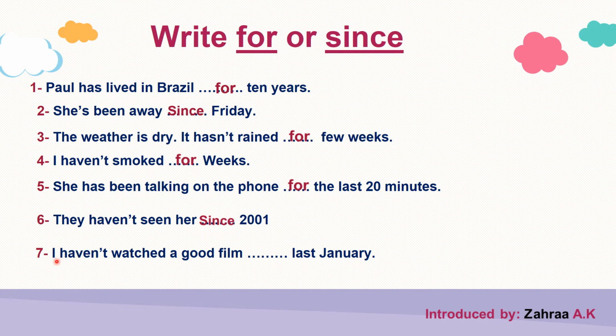The last sentence, choose since or for: I haven't watched a good film. أنا لم أرى فيلما جيدا since or for last January. So last January, نهاية كانون الثاني. Since the time is specific, the end of the month, I know it is 30 or 31. So we use since. I haven't watched a good film since last January.